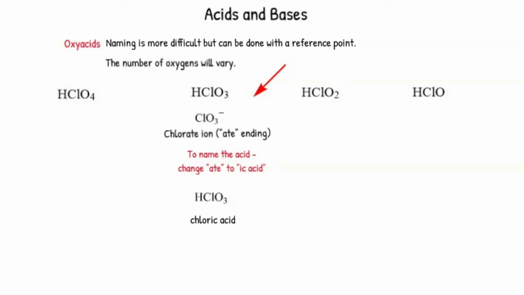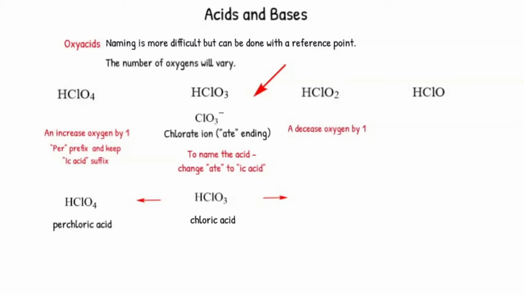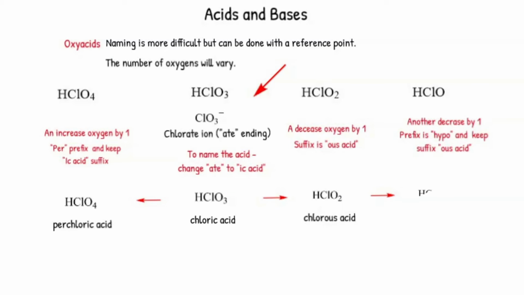To name the acid, change the ATE to ic acid. HClO3 is chloric acid. Going to the left, an increase in the number of oxygen by 1, we add a per prefix, and this would be perchloric acid. Now back to the reference point of chloric acid, a decrease in the oxygen by 1, the suffix is OUS acid. So HClO2 is chlorous acid. Another decrease by 1 going to the right, we add the prefix hypo. And so HClO is hypochlorous acid.